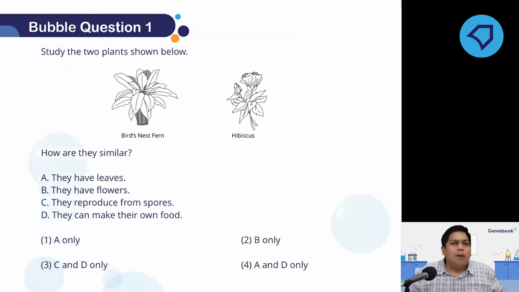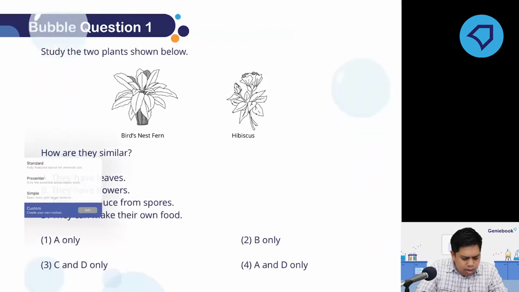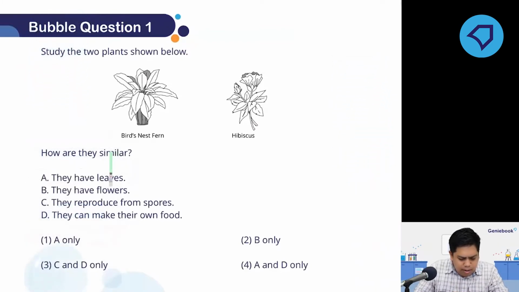For the first bubble question here, basically this is a revision on the plant topic under the diversity theme. So you should know how to answer them. I think it will be the first 2 or first 3 bubble questions. Let's look at the first one here. We have 2 plants, bird nest fern and hibiscus. How are they similar? And these are the 4 statements.